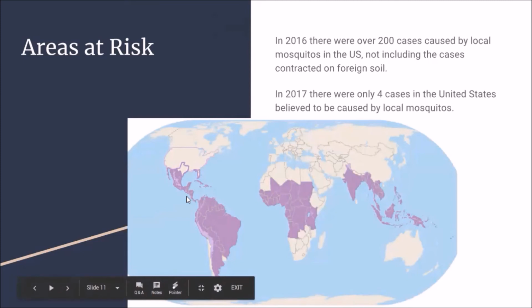In 2016, there were actually over 200 cases caused by local mosquitoes in the US, with the majority of them being in Florida. However, there were also some in Texas as well. But the 200 cases were just by locally based mosquitoes. They weren't cases that were contracted on foreign soil. And a fun fact, in 2016, there were 5 cases of Zika contracted by sexual transmission. So it definitely is possible.